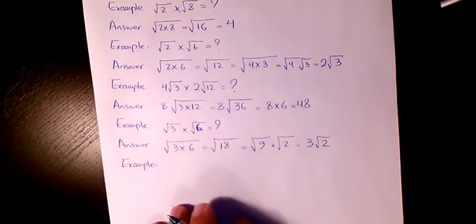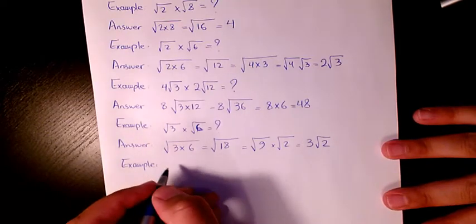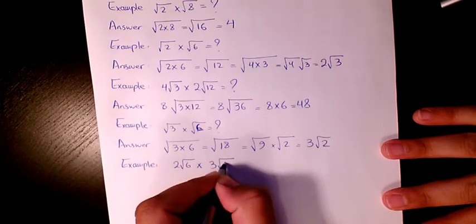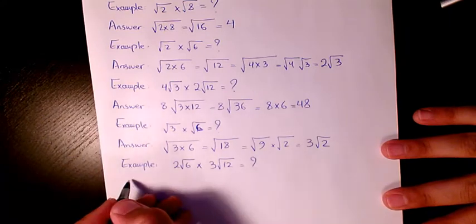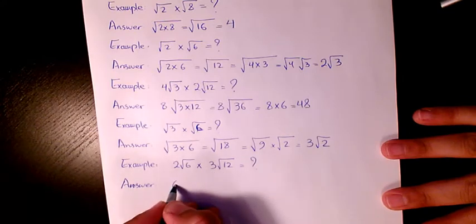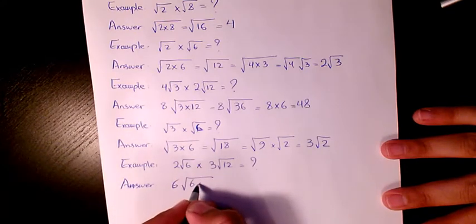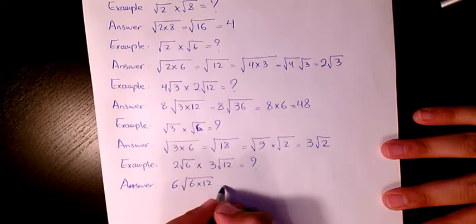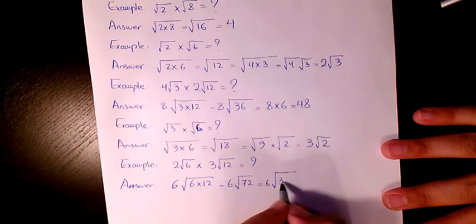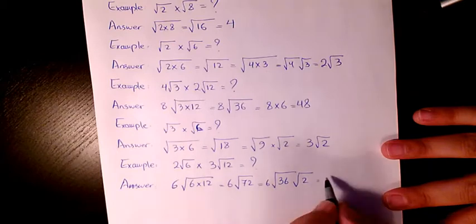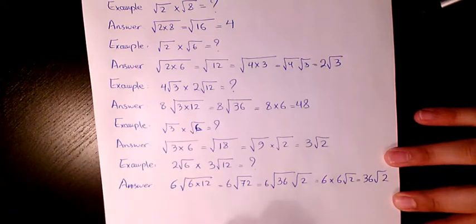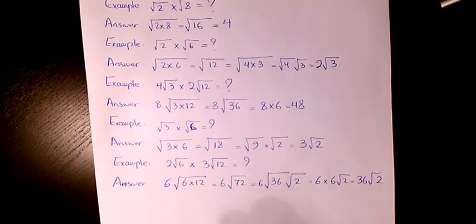Next example, 2 root 6 multiplied by 3 root 12. The answer is 2 times 3 is going to be 6, and then square root of 6 times 12, which will be 6 root 72, and 72 is 36 times root 2, which is going to be 6 times 6 root 2, which is going to be 36 root 2. That's the final answer.